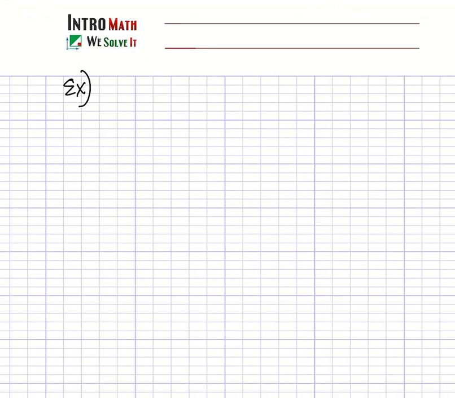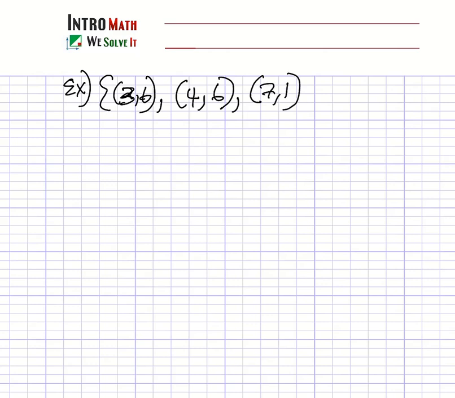Consider this. Let's just try it. (3, 6), (4, 6), (7, 1), (8, 9). Look at that. Is that a function? The answer is yes. Why? Because all the first elements are distinct, right? None of them is repeated, so that's a function.